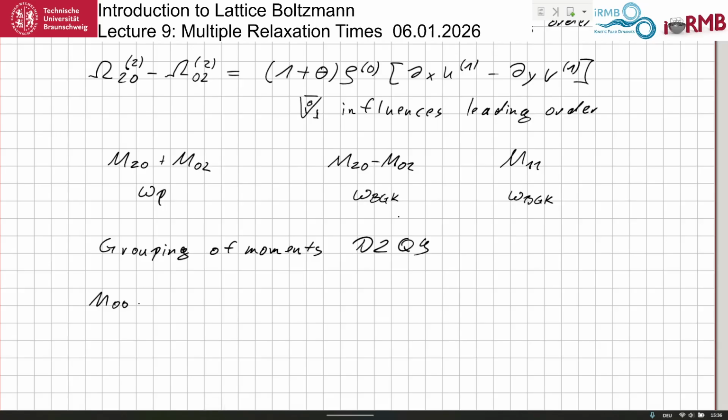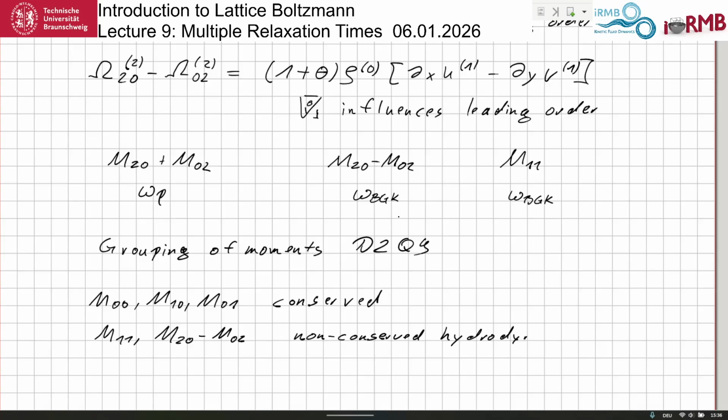So we have M00 and M10 and M01. They are conserved, so they do not require any relaxation. Then we have M11 and M20 minus M02. They are non-conserved, hydrodynamic, meaning they appear in the Navier-Stokes equation. They use omega BGK.